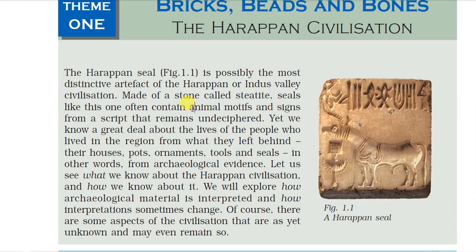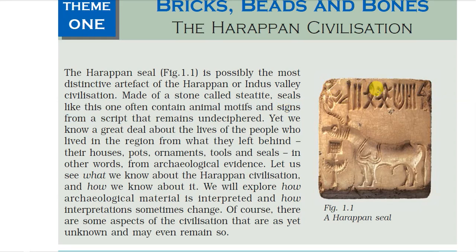The second feature of the Harappan seal is, as you can see, it contains animal motifs and signs from a script. Now, please understand, as you can see an animal figure here, this most probably is the unicorn, which is a mythical creature. It doesn't exist, but it is present on Harappan seals. It's a unicorn in this particular seal, and it has signs from a script. At the top, you can see there are signs.